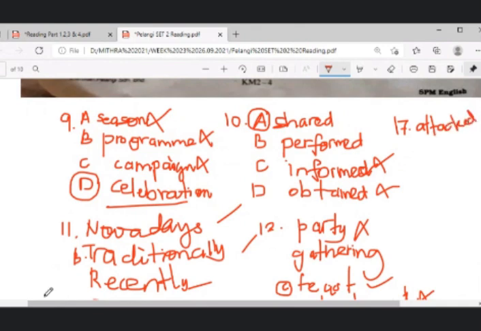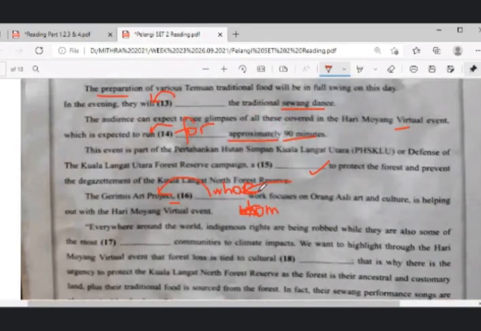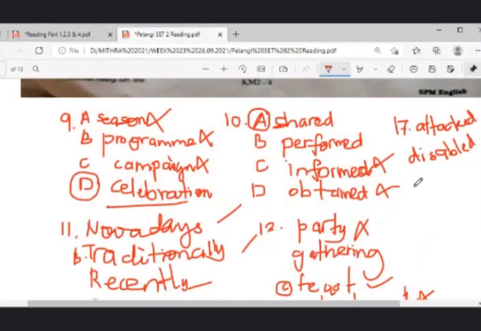Okay. You have disabled. Teacher, sorry teacher. 16. Hello. 16, yeah? Hama 16 teacher. Is whose? Okay teacher. Okay, all right.